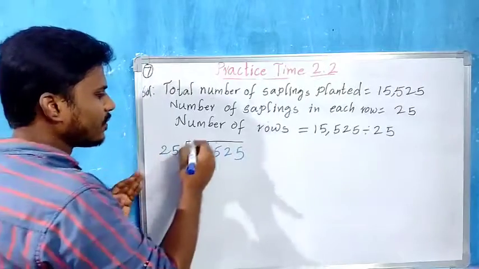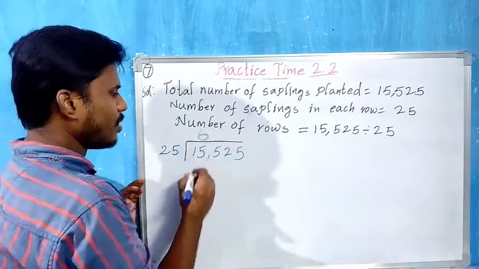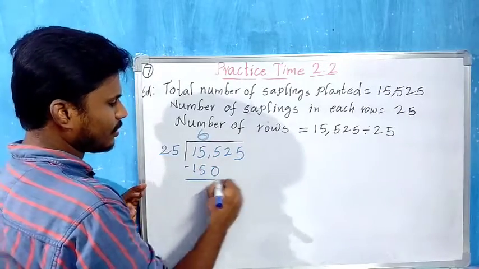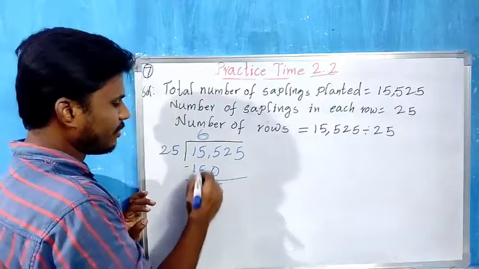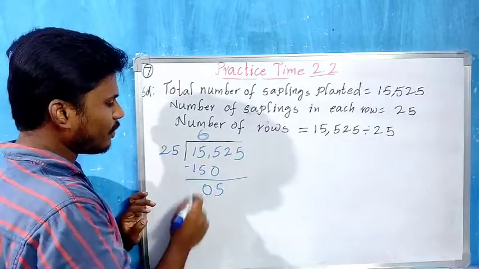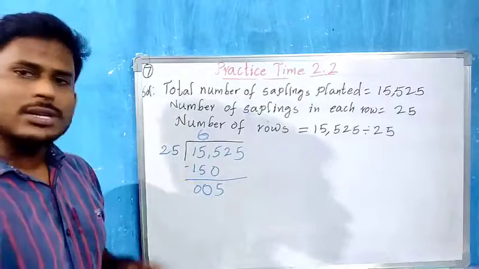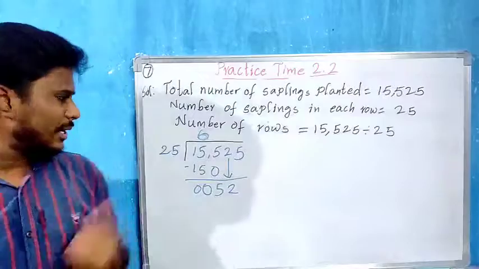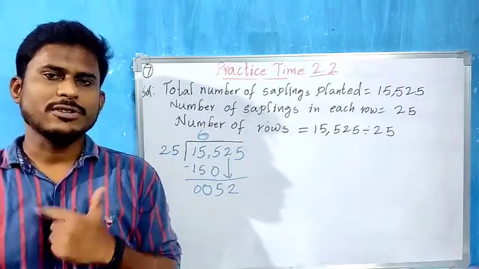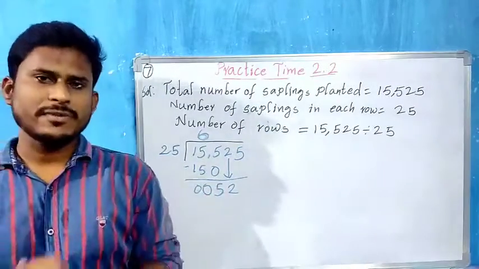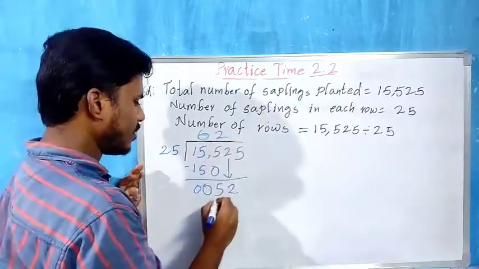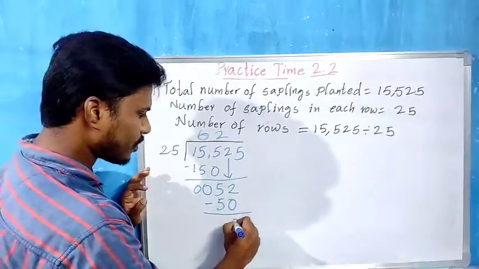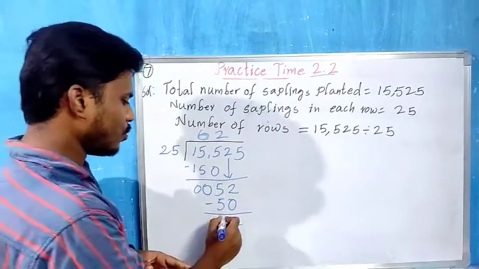So let us take 25 sixes, 150. Minus: 5 minus 0 is 5, 5 minus 5 is 0, 1 minus 1 is 0. Now we have to bring down the 2. Okay children, 52. Let us recite the 25 table. 25 ones are 25, 25 twos are 50. 50 is very near to 52. So 25 twos are 50, children. Let us take minus: 2 minus 0 is 2, 5 minus 5 is 0.